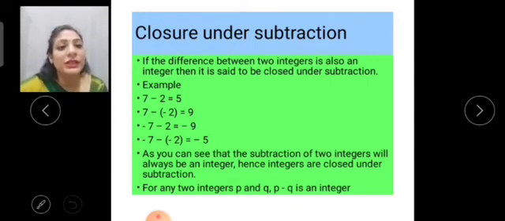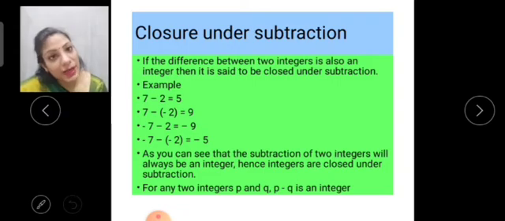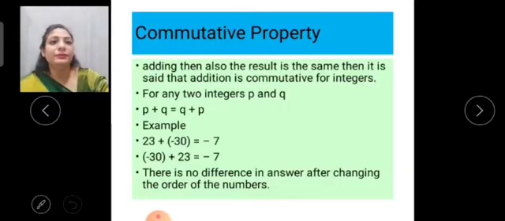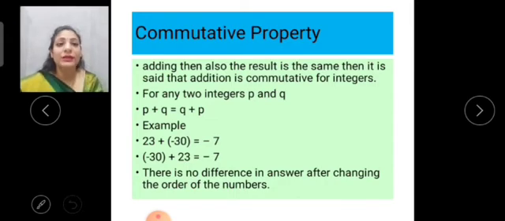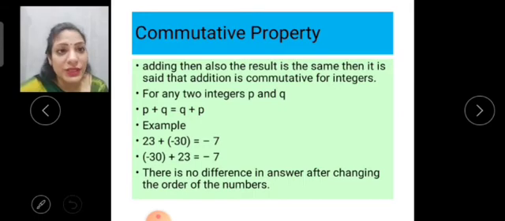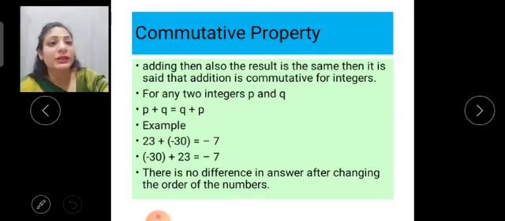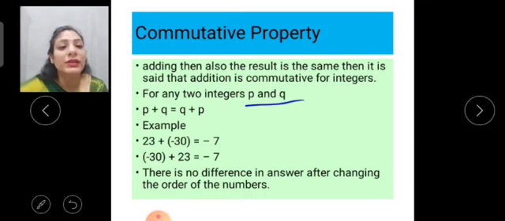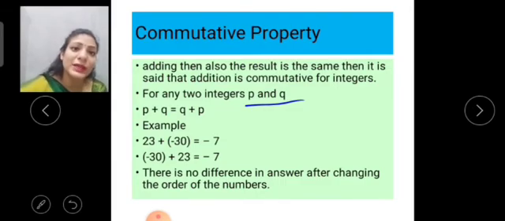For any two integers p and q, p minus q will be an integer. Now come to the next property, that is commutative property. If we change the order while adding and the result is the same, then it is said that addition is commutative for integers. For example, when we change the order of any two integers p and q, p plus q will always be equal to q plus p.